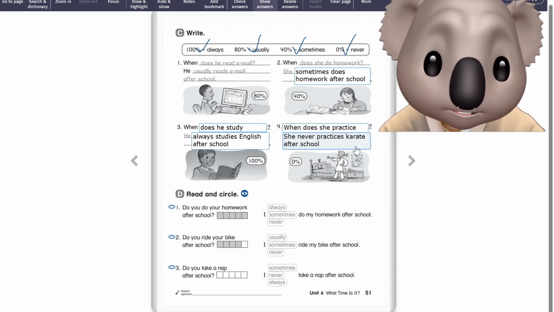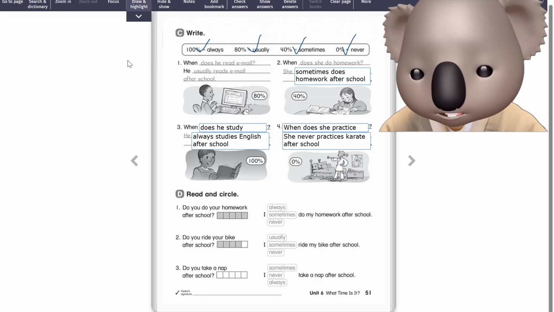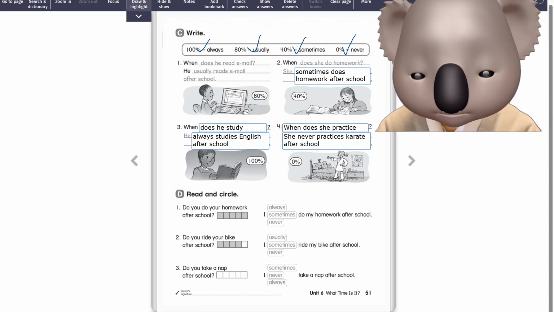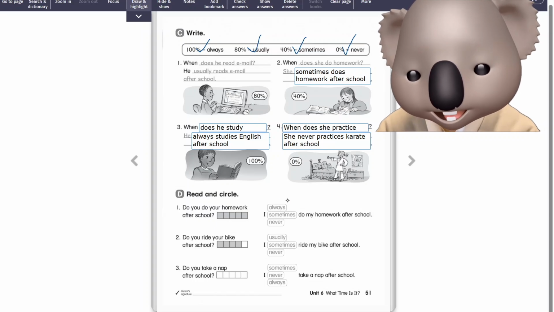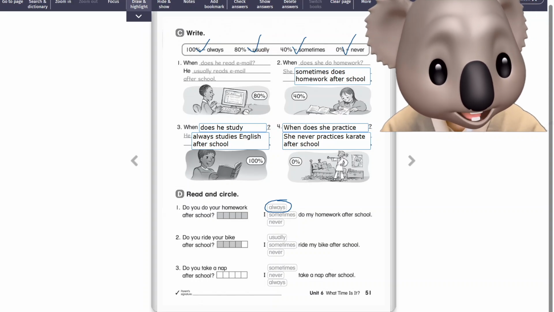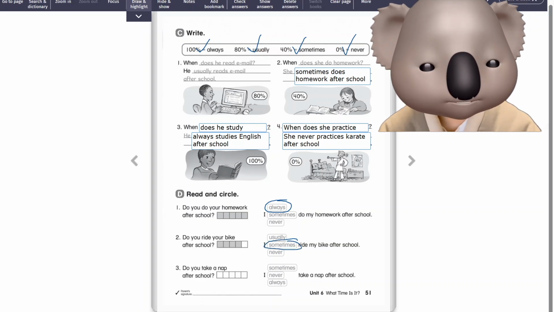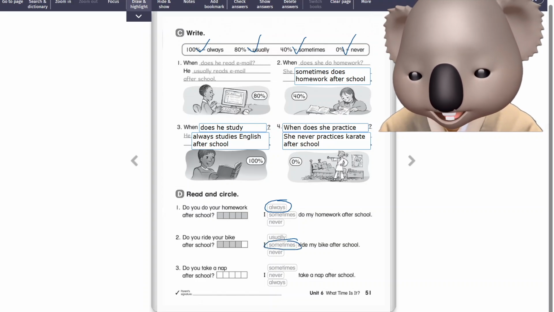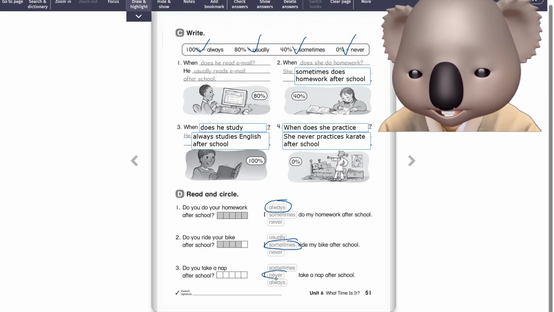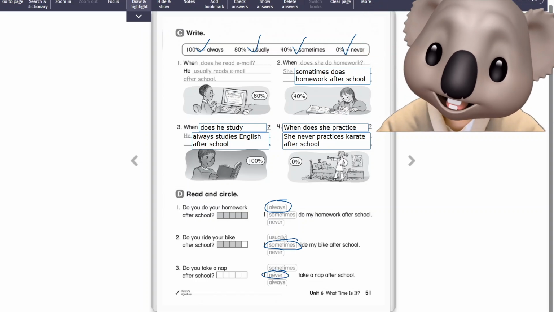Check your answers and we'll go to part D. In this part, it says to read and circle. Number 1, do you do your homework after school? 와, 다 채웠다. 100% 채웠으니까 I always do my homework after school. Number 2, do you ride your bike after school? 100%는 아닌데 I sometimes ride my bike after school. And number 3, do you take a nap after school? I never take a nap after school. Great job! Let's go to the next page.